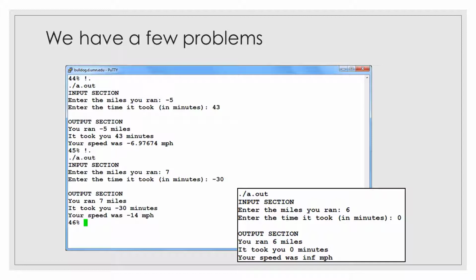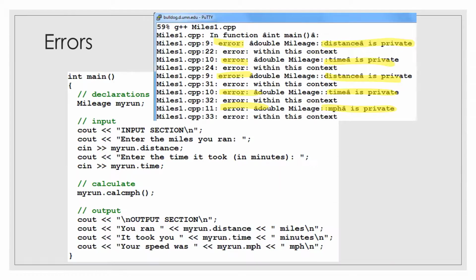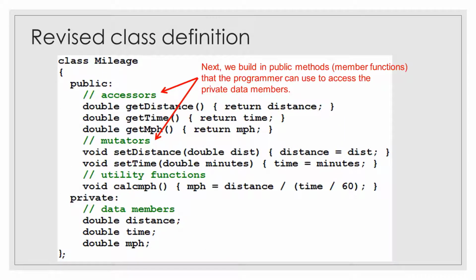And the whole problem is that I was able to enter bad data directly into the data members of the class. We can fix this by locking those away in private. Private data members cannot be altered by the client, and so they're safe. Of course, the only problem is now our program doesn't compile because we try to read data into distance and time, and that's not allowed. Those are private. So what are we going to do?